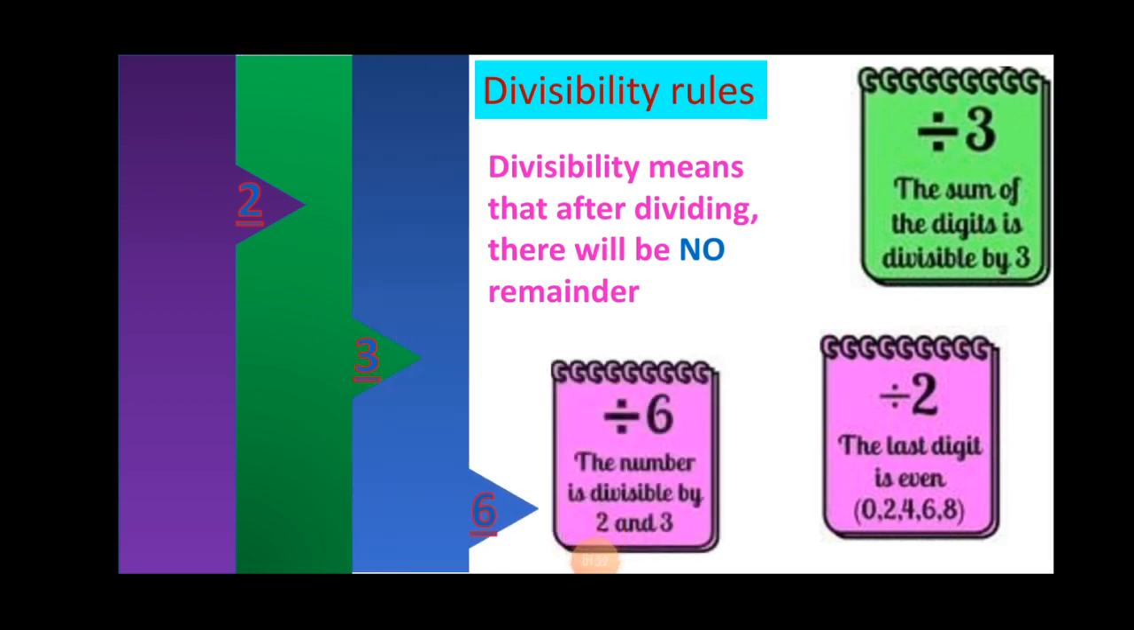Now, let's come to the divisibility by 6. To check the divisibility by 6, we must check that the given number is divisible by both 2 and 3. Then only it is said to be divisible by 6. We'll further learn about all these divisibilities in detail one by one.